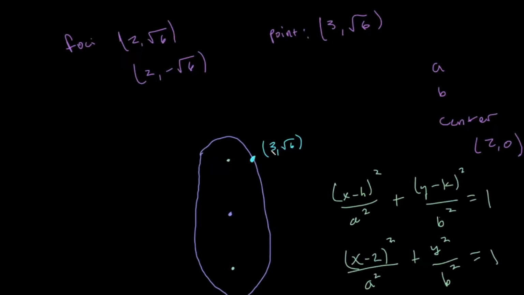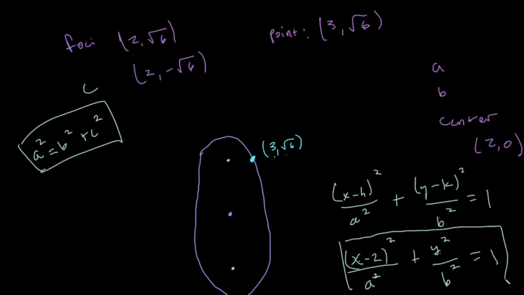I could plug this point 3 comma root 6 into here for x and y, and I would get an equation of a and b. And then since I actually know c, a squared equals b squared plus c squared. So you would get two equations of two variables, and it would be a system of equations. I do not recommend this. It's not worth your time. I'm going to show you the easy way, or even the more intuitive way. This is going to save you time.